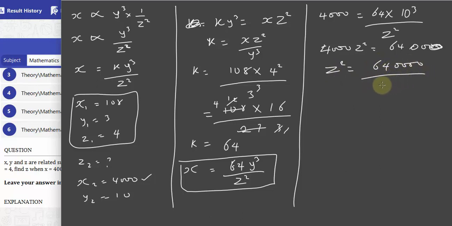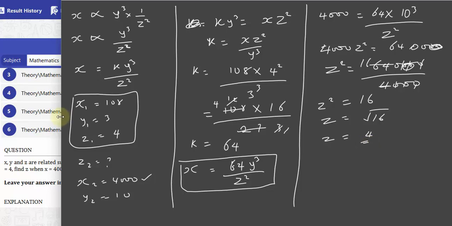So z squared equals 64,000 divided by 4,000. If you cancel this, 64 divided by 4 is 16. So z squared equals 16, then z equals the square root of 16, then z equals 4. So we can say that z is 4 when x is 4,000 and y is 10. So this is the answer to this question.